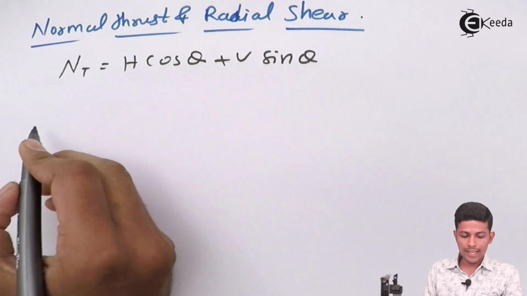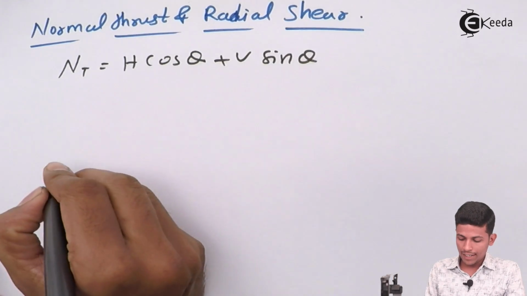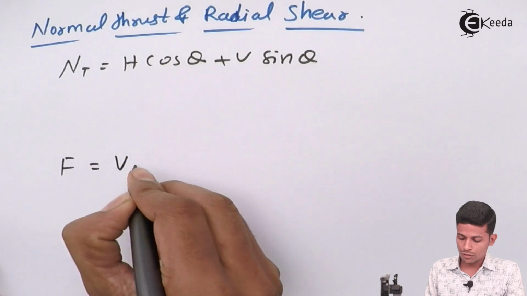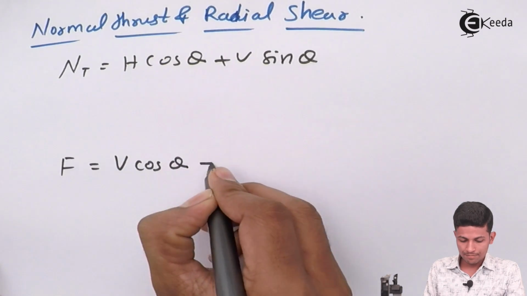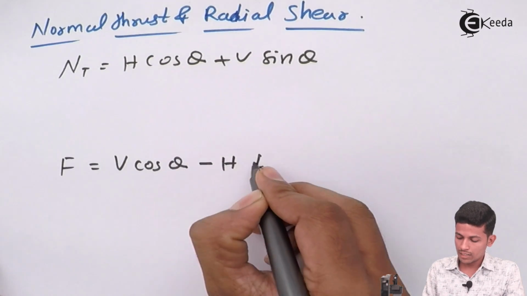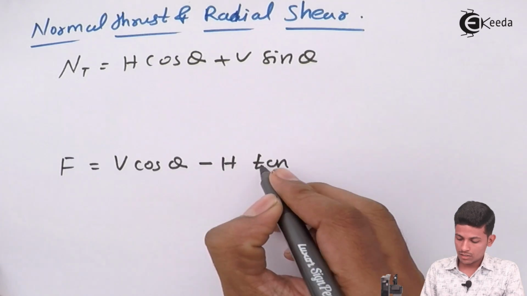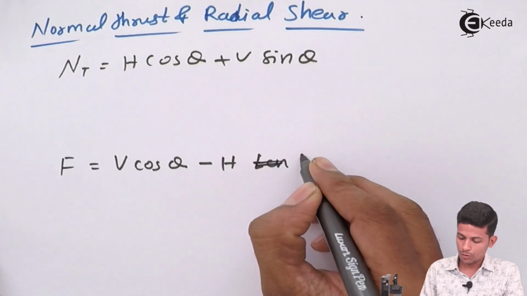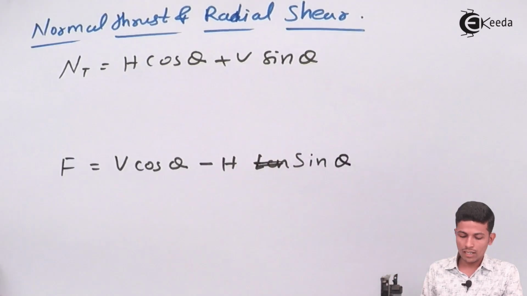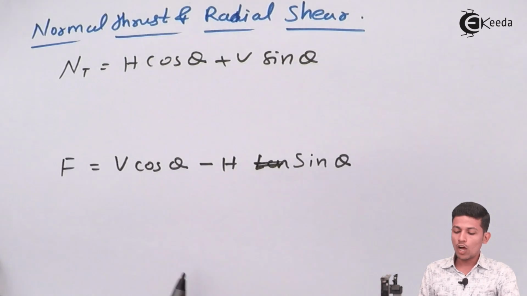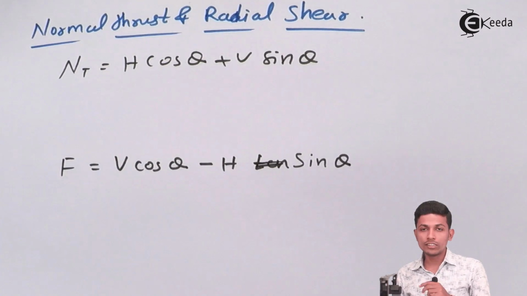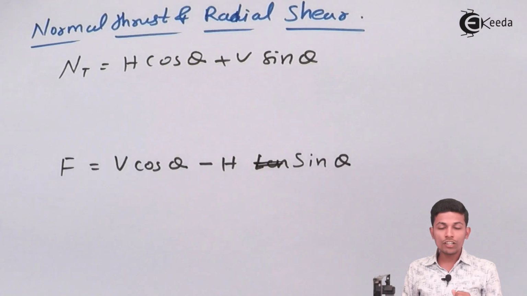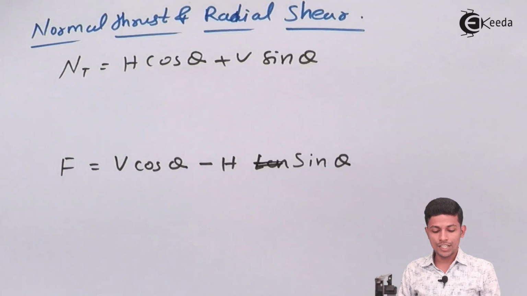Leave 1 to 3 lines. After that write the radial shear force F: V cos theta minus, sorry, not tan, it is not possible, H sin theta. Okay, after that we have to find what V is and what H is over here.